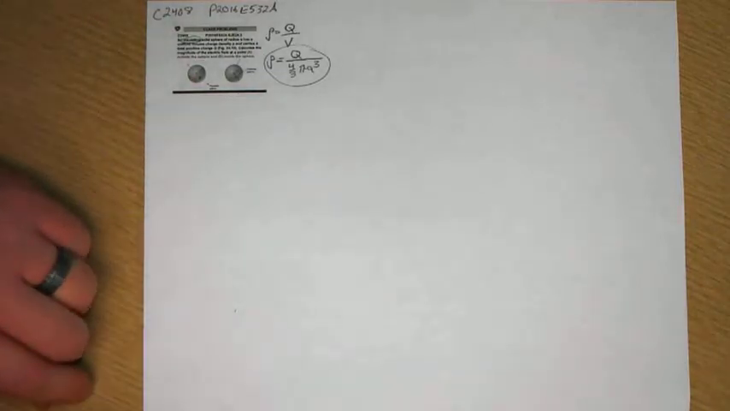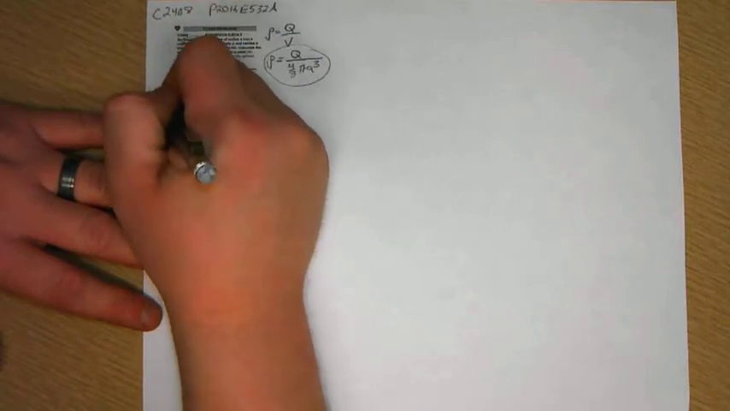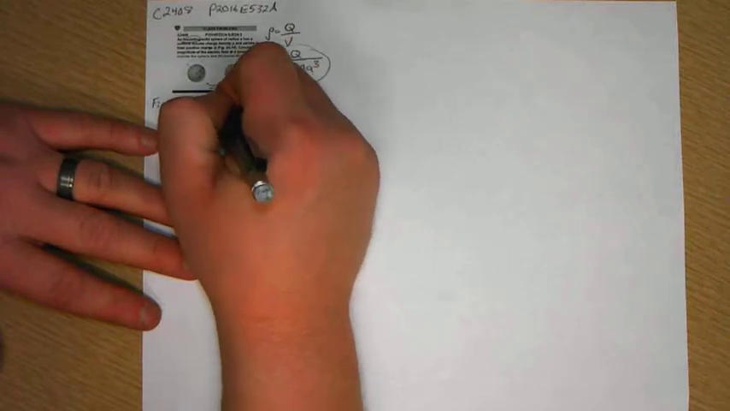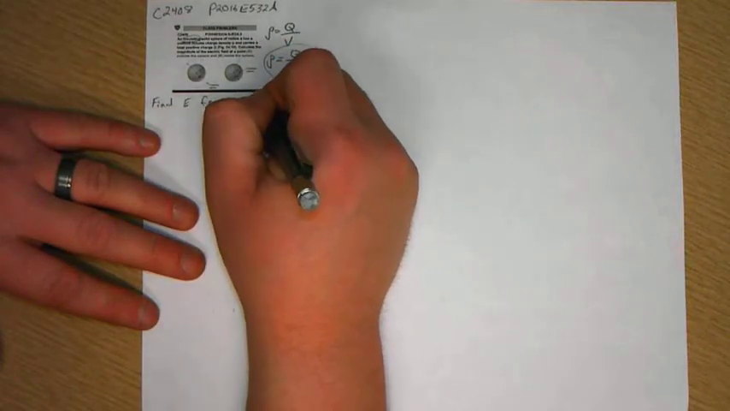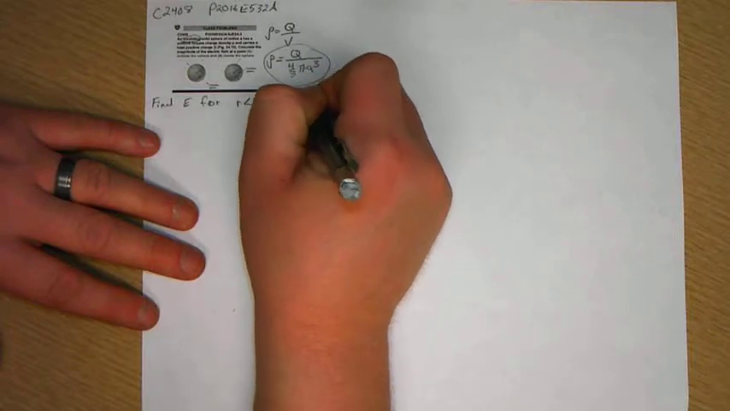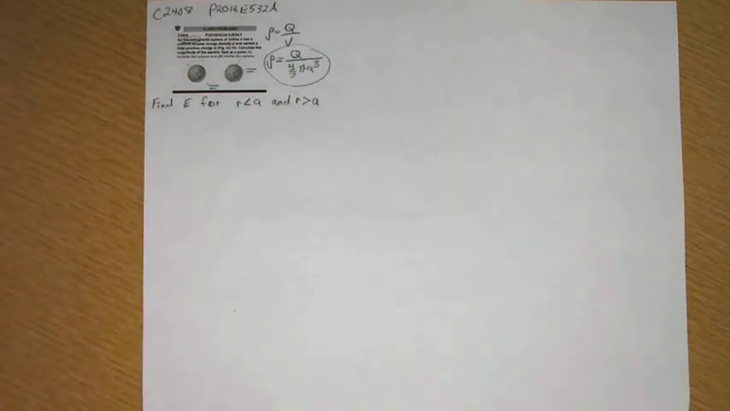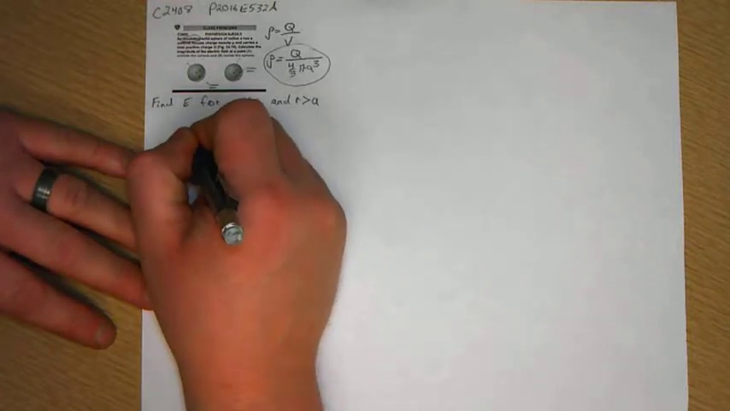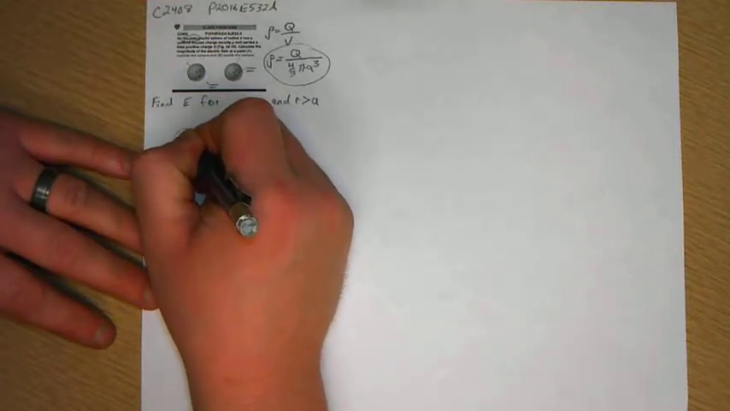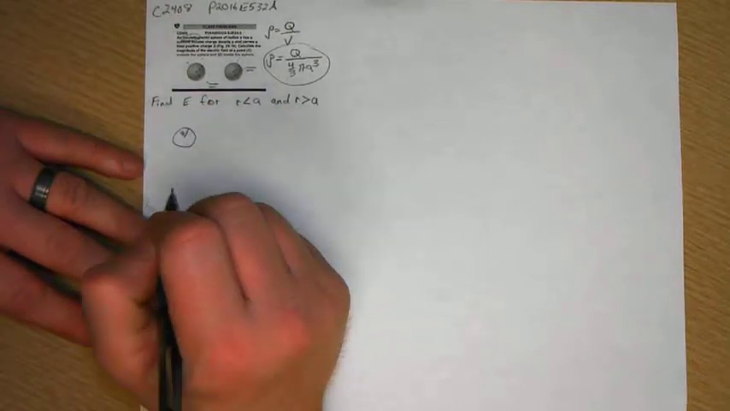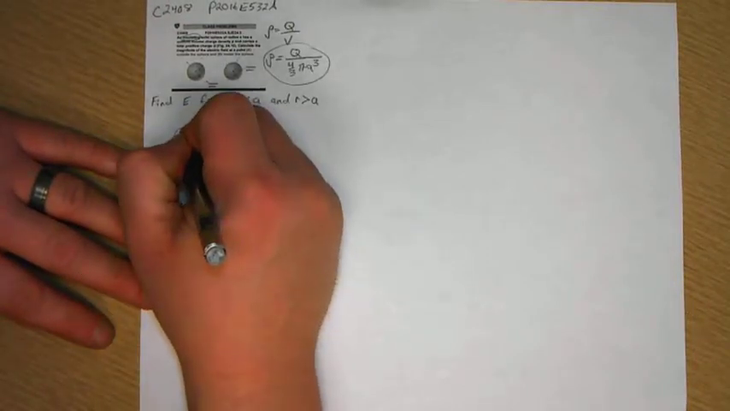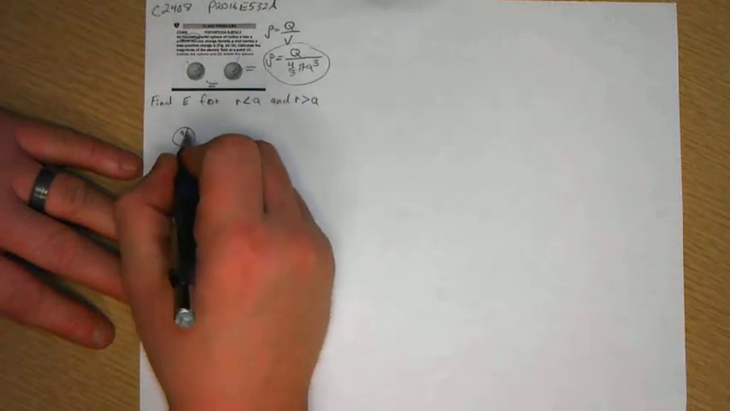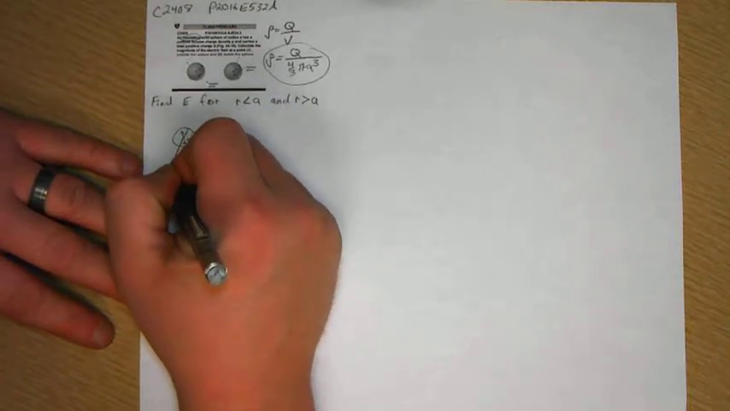So the question asks us to find the electric field for r less than a and r greater than a. So inside of the charged insulating sphere and outside the charged insulating sphere. Let me just sketch that real quick. So the sphere has charge q and radius a, and we want to find the field for r less than a and for r greater than a.